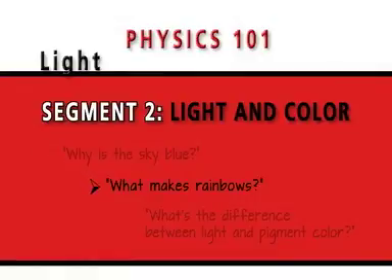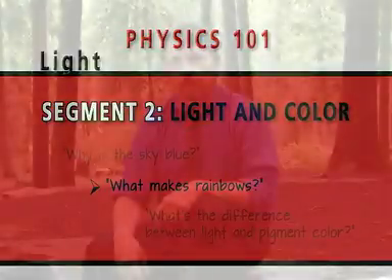What makes rainbows? Well, the simple answer is that rainbows appear when raindrops, acting as millions and millions of tiny prisms, reflect sunlight off into your eye at very precise angles. Simple. Okay, maybe that wasn't so simple.